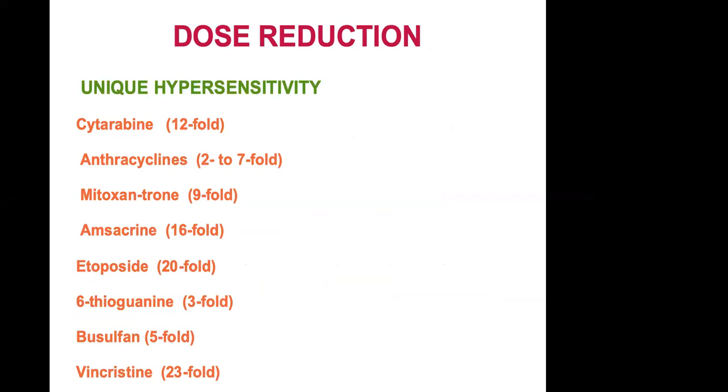Well, because they are very hypersensitive to various chemotherapy: cytarabine 12 fold, anthracycline 2 to 7 fold, mitoxantrone 9 fold, etoposide 20 fold, busulfan 5 fold, vincristine 23 fold. So you have to decrease those doses in case of AML to decrease the toxicity, and it has been seen that even if you decrease the dose, the outcome will not be affected in AML particularly, not in ALL.